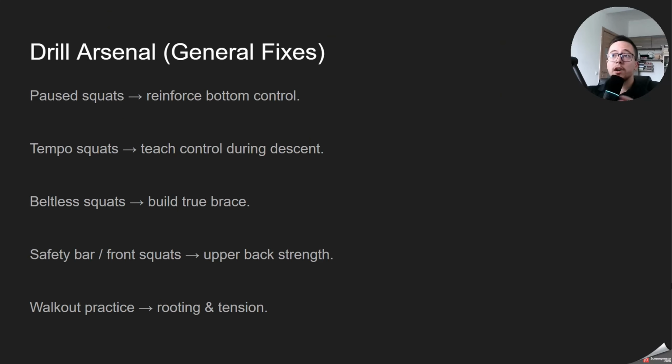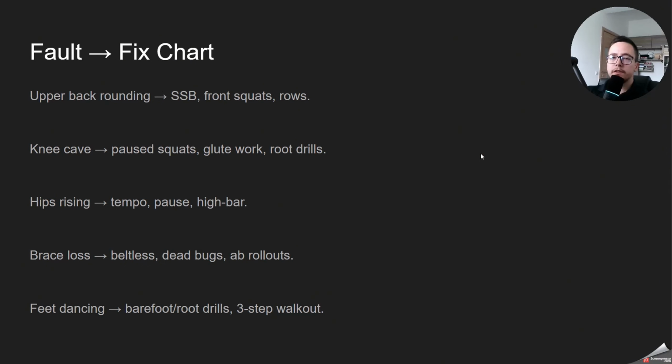So as an arsenal, just general fixes. The pause squats are going to reinforce the bottom position. The tempo squats are going to teach control during the descent. The beltless squats are going to build true brace. So it's a good idea to have some beltless squats in there. Safety bar and front squats are for the upper back strength, and the walkout practice for the rooting and holding tension.